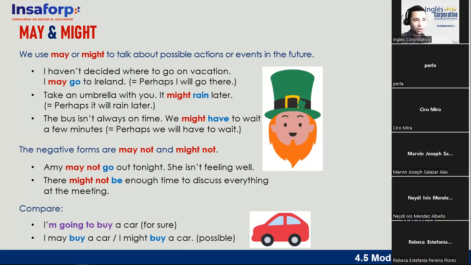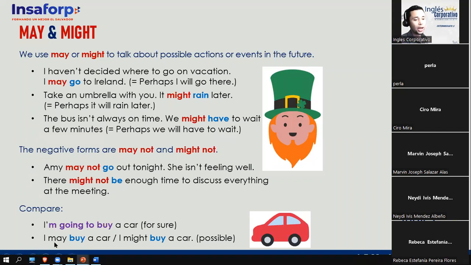Now, I want you to take a good look at this. Compare. Look, when you say, I am going to buy a car, that's for sure. Está seguro, esa es su intención, eso es lo que va a hacer. But if you say, I may buy a car, or I might buy a car, it's only possible. Si le preguntan, bueno, ¿y qué planes tenés para el otro año? Y usted le dice, I'm going to buy a car. A lo mejor hasta ya ahorró el dinero, o ya tiene el plan bien armado para conseguir su vehículo.